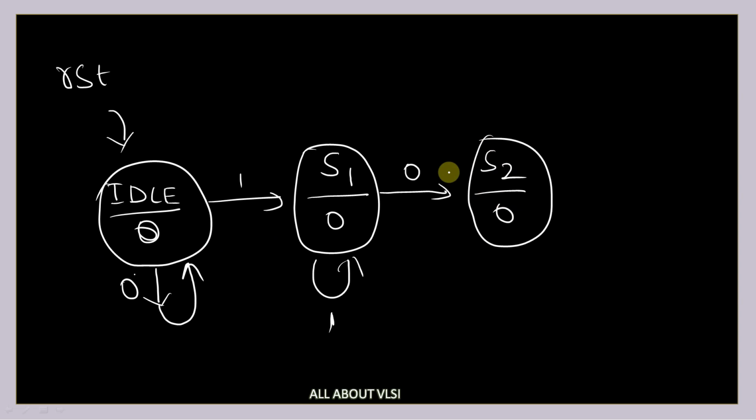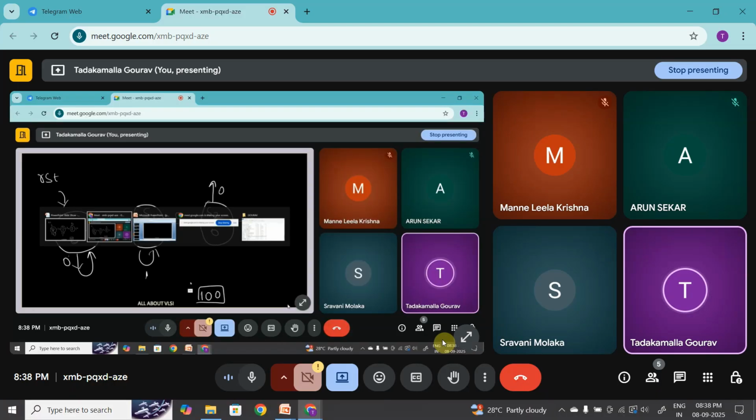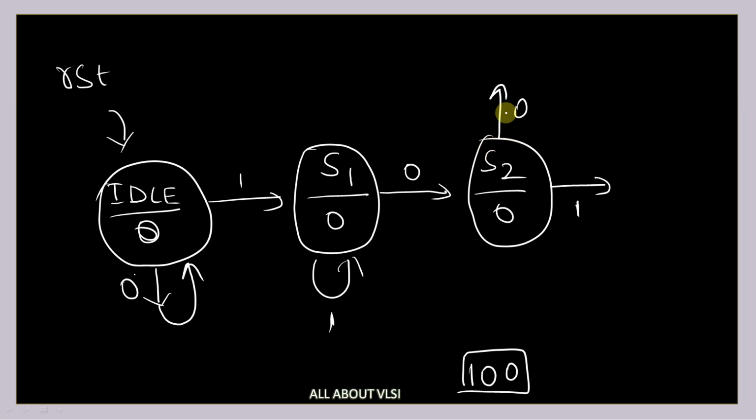Now, if you are in S2, again you have two options, either 0 or 1. If you are in S2 and you get 0, what should be your next state? Can anyone tell me? You have already got 1 0, and if you get one more 0, the sequence will be 1 0 0 0. Which state should you go to? What should be your next state? That is my question.